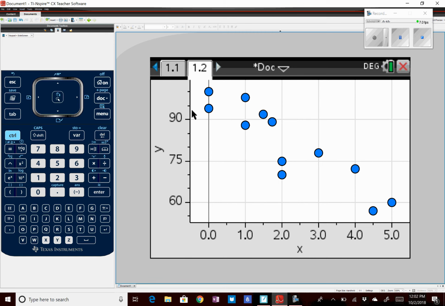So this one has a pattern that's going down from left to right. So it looks like we have a negative correlation. And again, since the dots are plotted pretty close together, we could say that it's a strong negative correlation. So basically, what they're saying here is that the more time spent online, the lower the test score. And that would be the correlation for this particular problem.